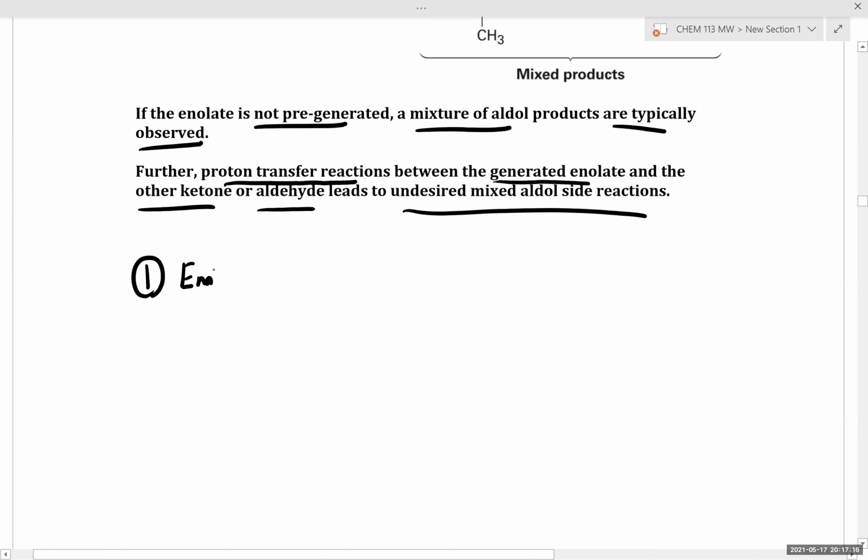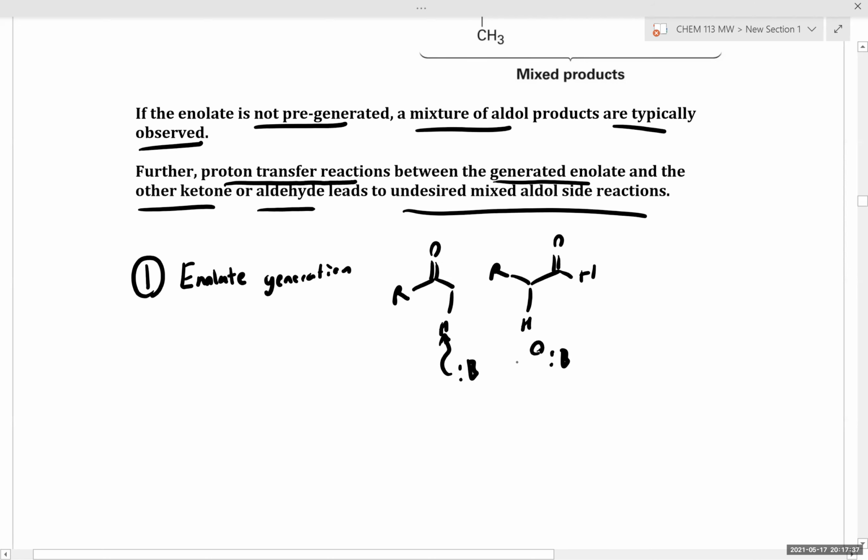First is the matter of enolate generation. So if you have a ketone and you have an aldehyde, you always have to be worried about which proton your base will choose to remove. Generally, the aldehyde proton is more acidic, so the aldehyde would be preferentially deprotonated. However, if the pKa difference is less than 3, you'd see a mixture of enolates generated.